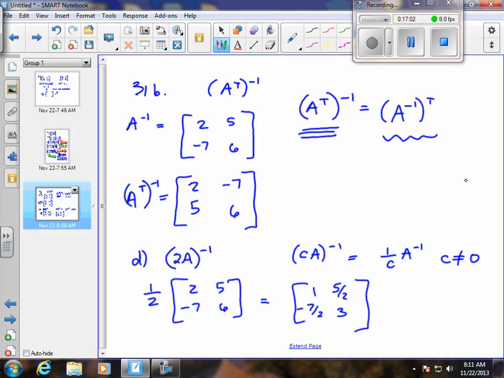Number 52, wait, was that 38? No, that was 31. So 38. Show that the matrix is invertible and find its inverse. What do I need to do to show that the matrix has an inverse?